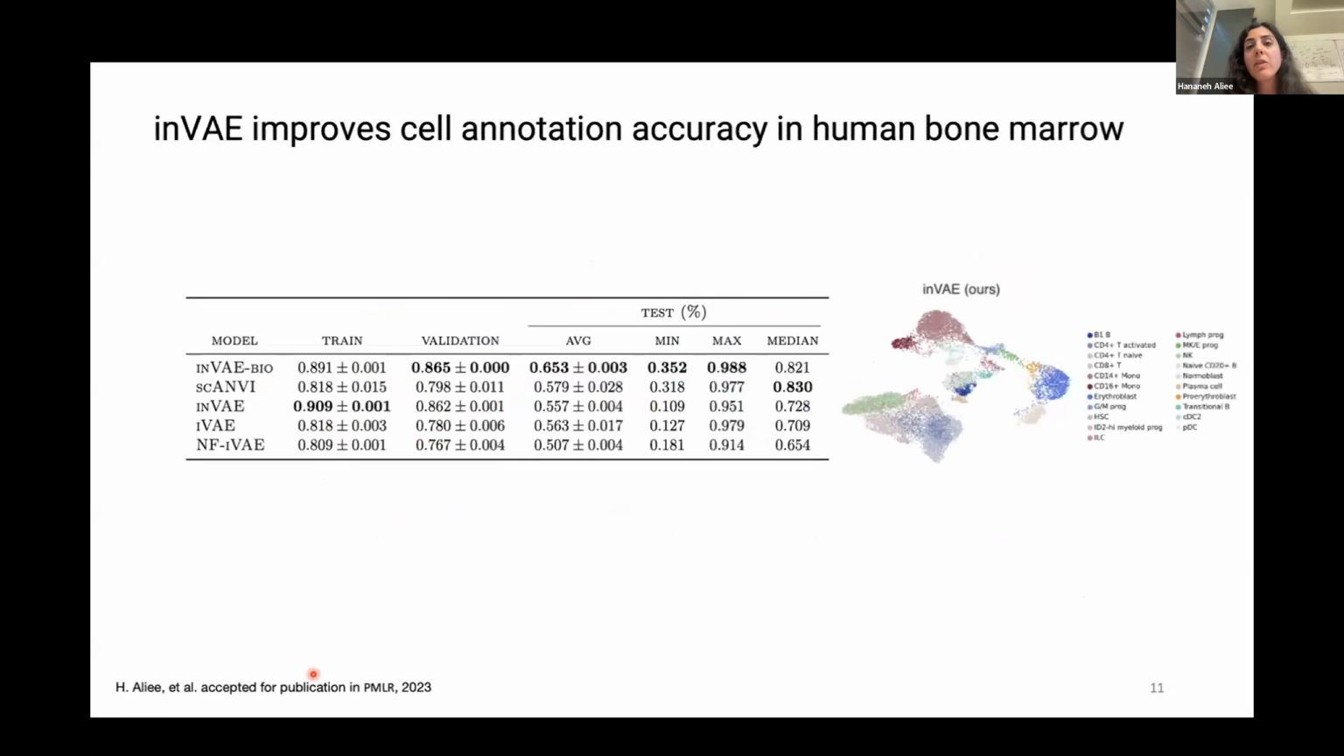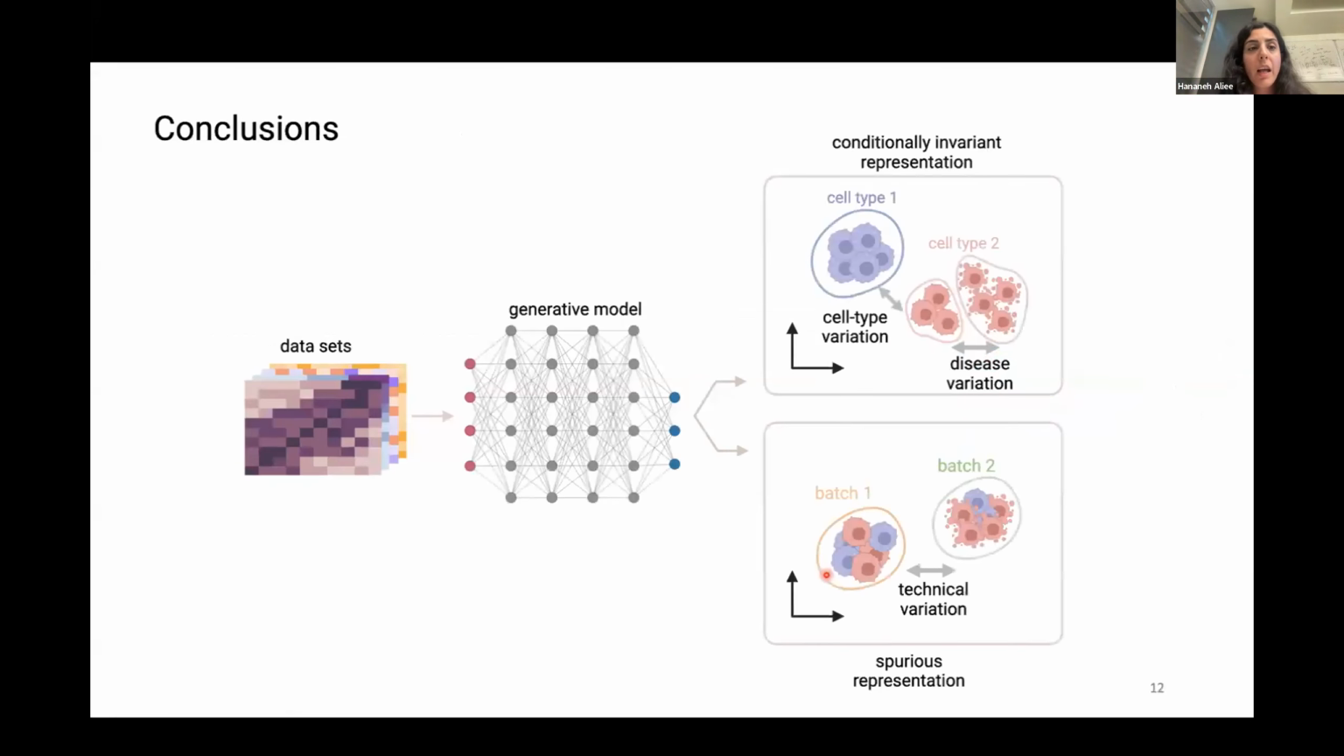And also we can use this for annotating new data sets. We tested this on human bone marrow, and we show that our method can significantly improve the accuracy of the annotations to unseen data. So with this, I would like to conclude my talk.